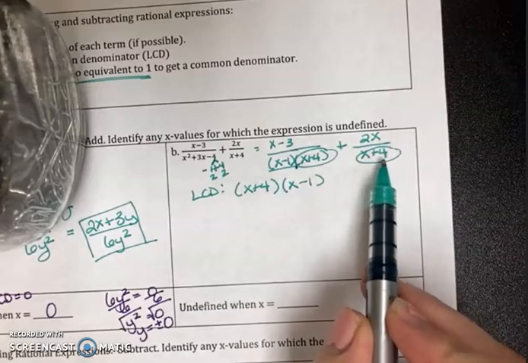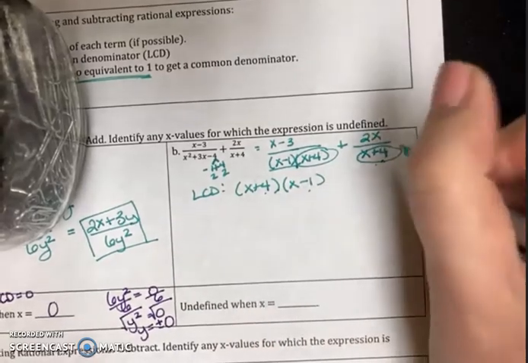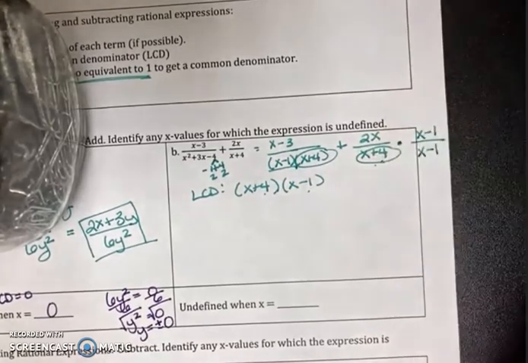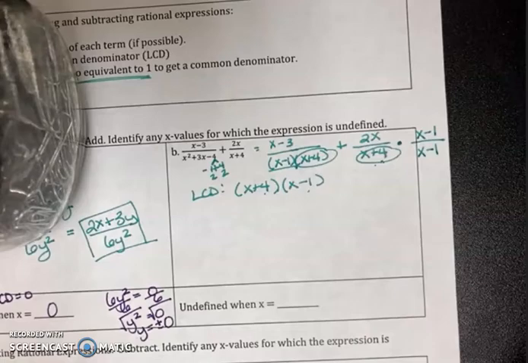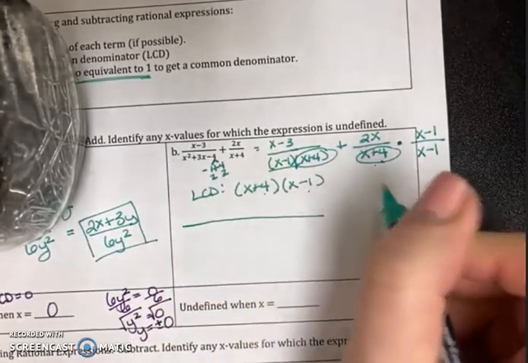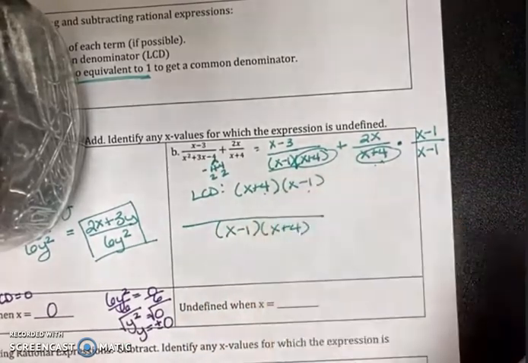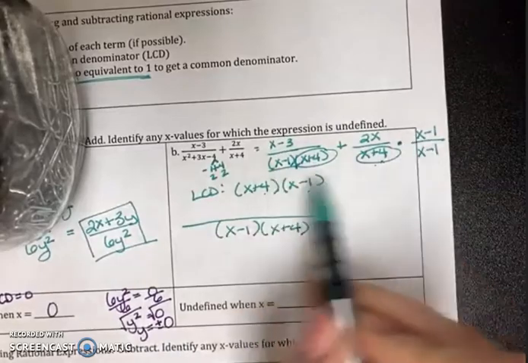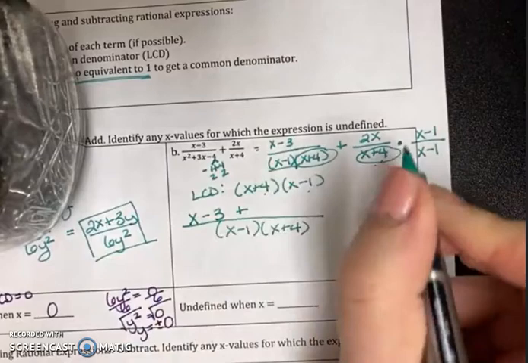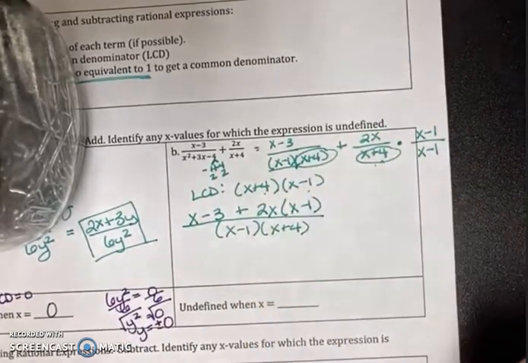However, the second term only has the x plus 4. It's missing the x minus 1. So I need to multiply by x minus 1 over x minus 1. That means that I have a common denominator now of x minus 1, x plus 4, and I can add the numerators. So I have x minus 3 plus 2x times that x minus 1.